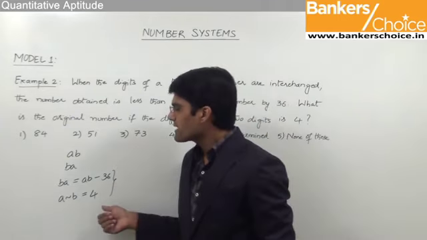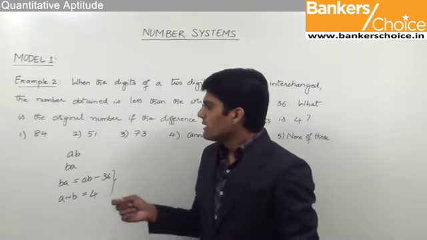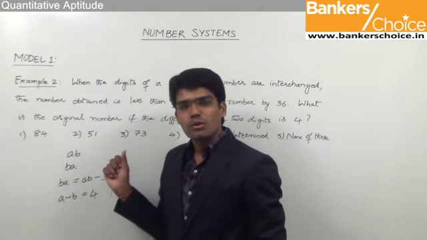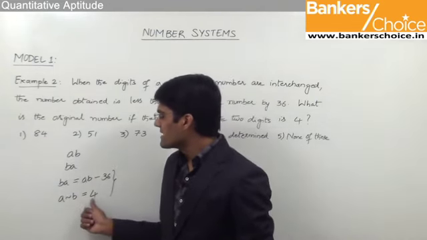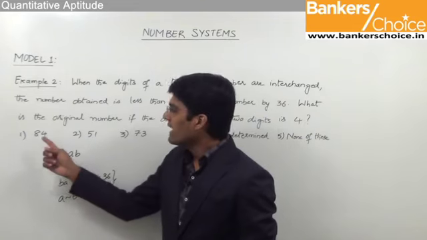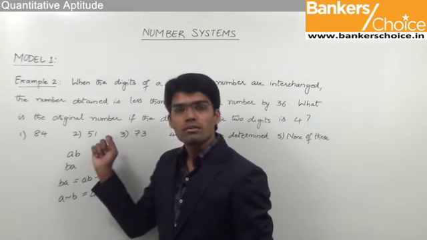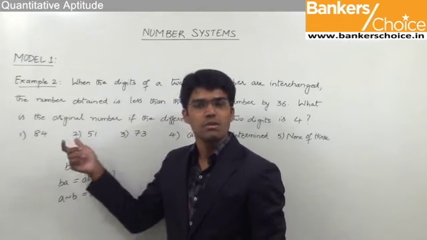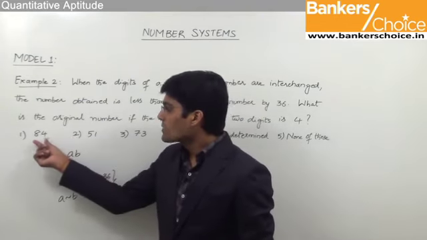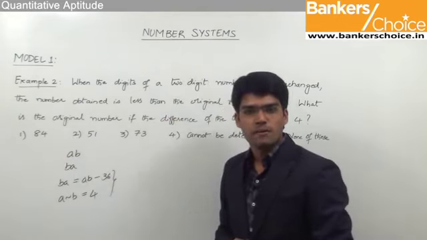Let us first check for these conditions in option 1. The number here is 84. Now if we try to understand the difference of the digits, we know that it should be 4. And here 8 minus 4 is equal to 4. So very clearly option 1 satisfies the first condition.